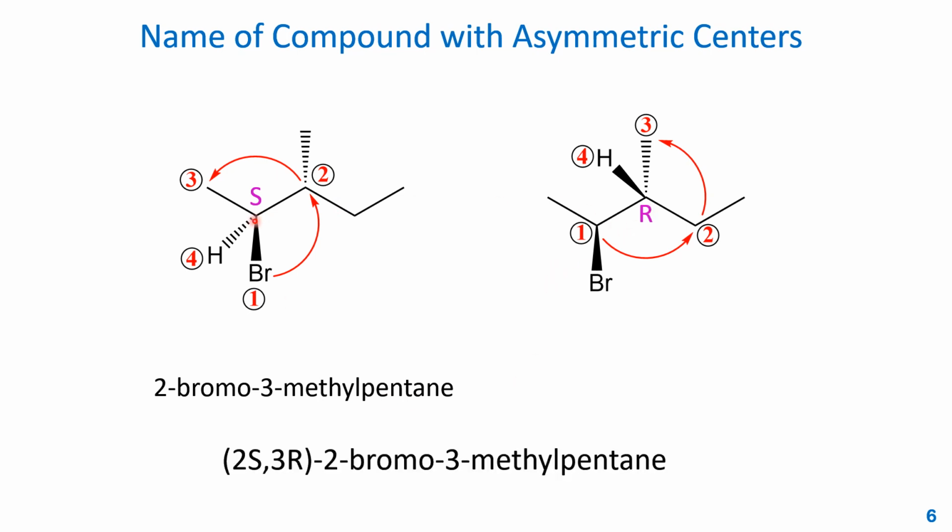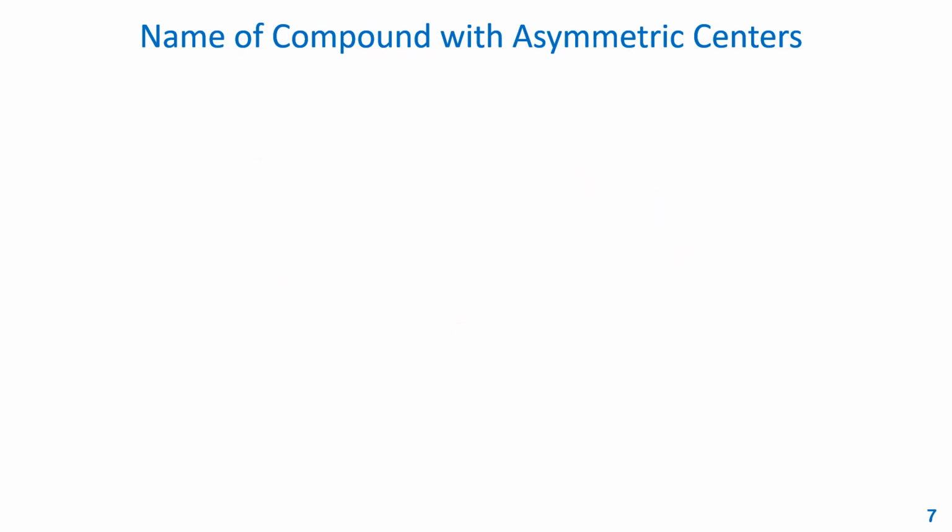So you have to put that in a name: 2S, 3R, 2-bromo-3-methylpentane. That's the complete name. Another example is the cyclic molecule with 2 asymmetric centers.